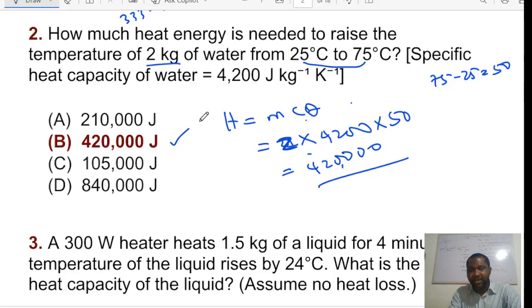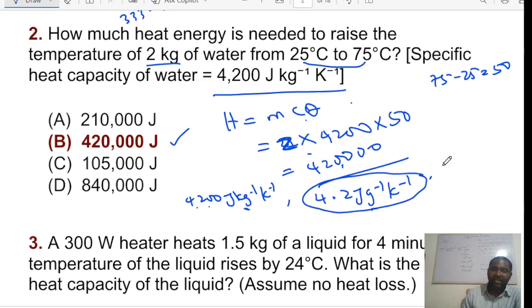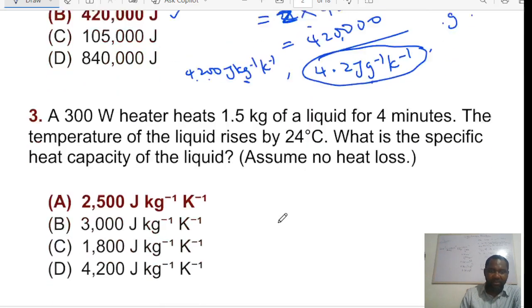But I want to digress here. The specific heat capacity of water is usually given as 4,200 joules per kilogram per Kelvin, but it is also 4.2 joules per gram per Kelvin. So if the mass is in grams, it will be 4.2, but if it is in kilograms, it will be 4,200. Please note that. As long as the mass is in grams, I can use this, I don't need to convert. And if the mass is in kilograms, I can use that, I don't need any conversion. Kindly note that.